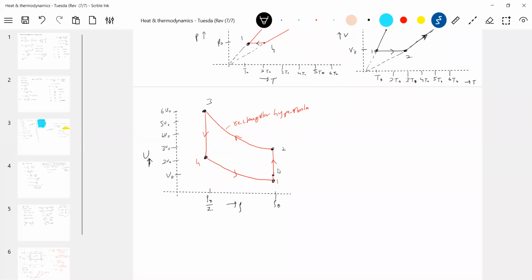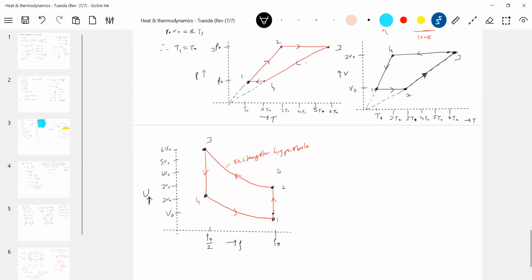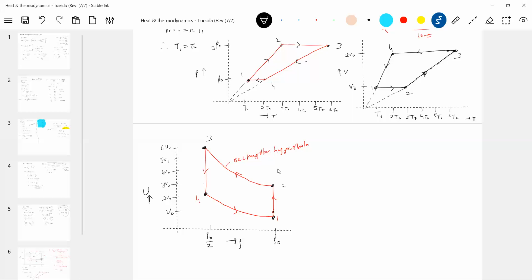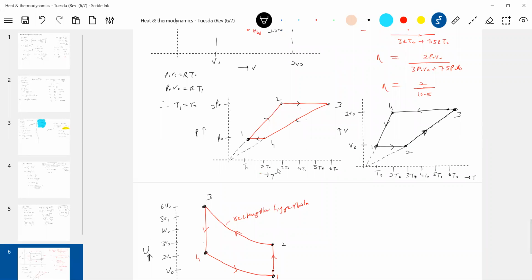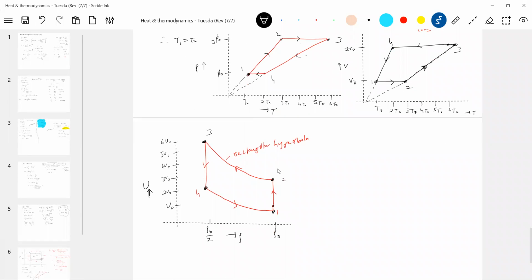Got this idea now? 1, 2, 3, 4. So we do get this one, the intensity versus density graph. From the PT graph, I want to plot pressure versus intensity. Pressure versus intensity is nothing but pressure versus temperature only, because temperature is directly proportional. Volume versus intensity is nothing but volume versus temperature only. Intensity versus density is nothing but temperature versus inverse of volume.